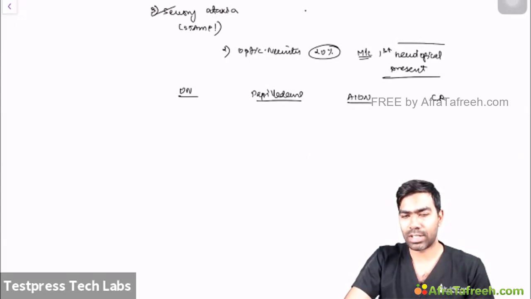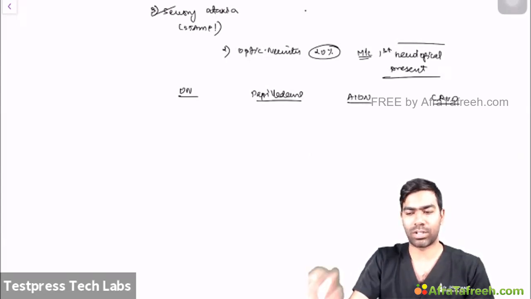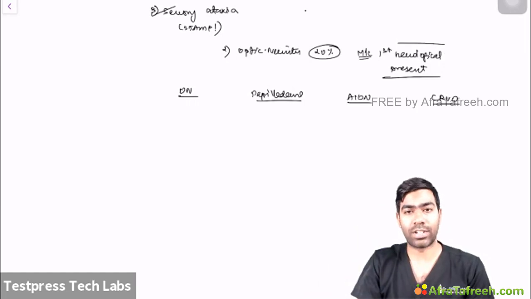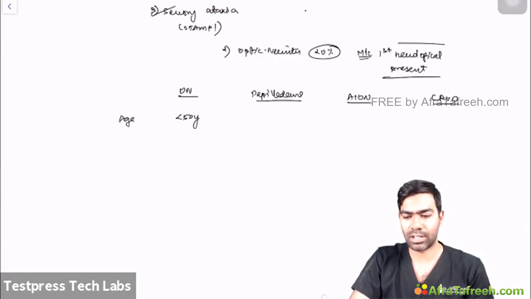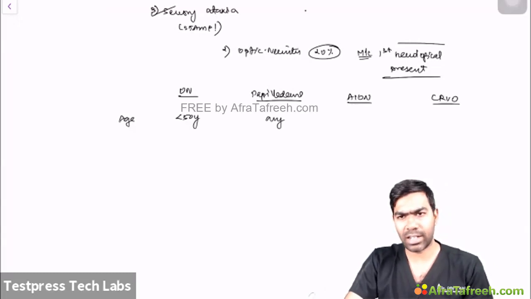Then you have a central retinal vein occlusion, CRVO. How are you going to differentiate all these things from a common medical perspective? First, the age of the patient. Optic neuritis will usually be in a young age, less than 50 years. Age can be anything in the setting of papilledema.